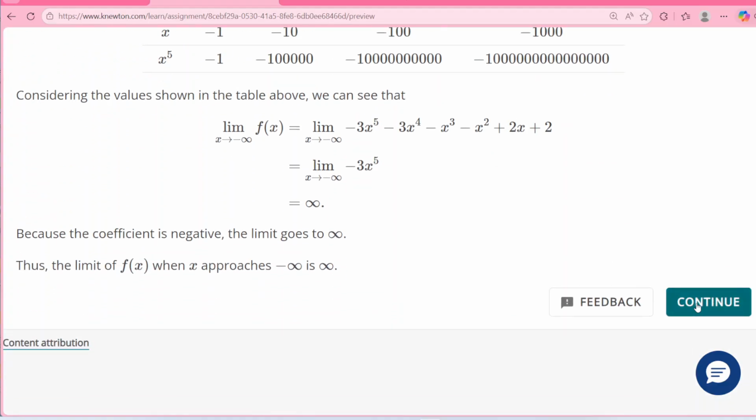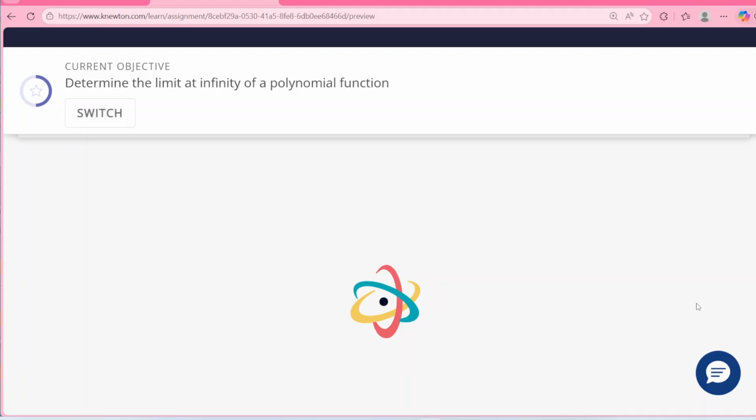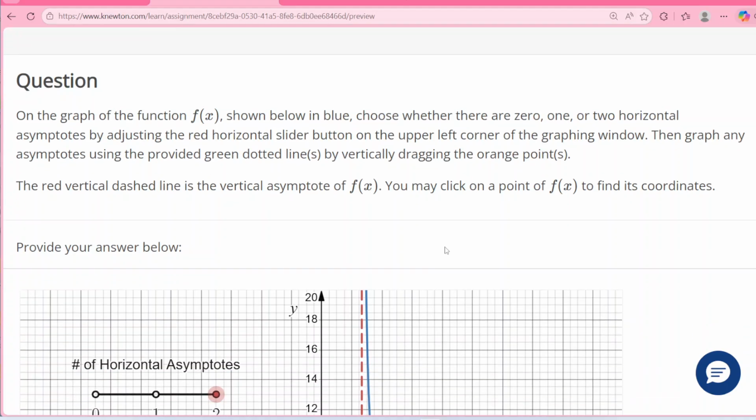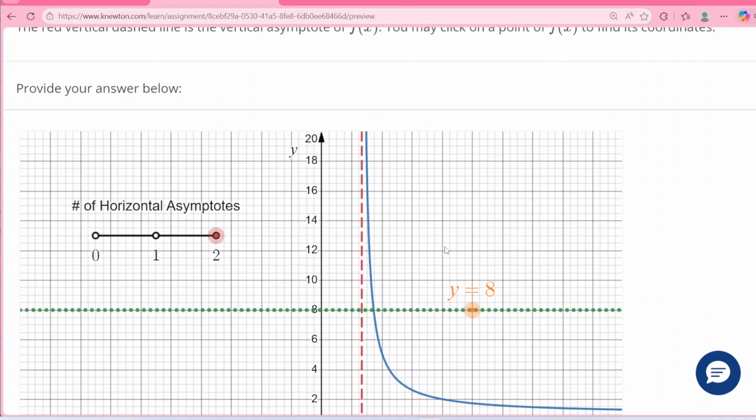They do the table thing. You can look at a graph. All right, so once again, looking at a graph here. Now this is an interactive one.